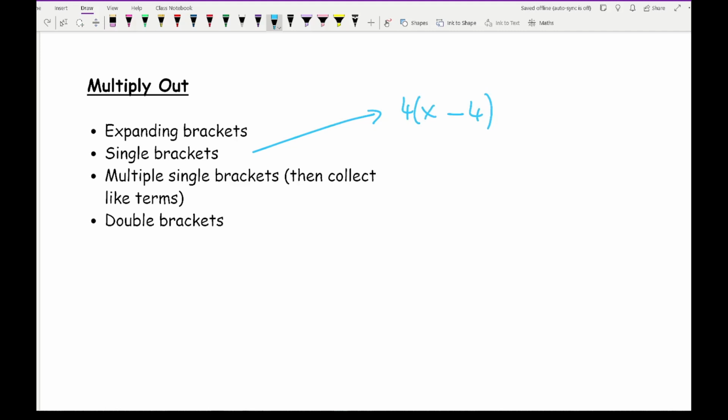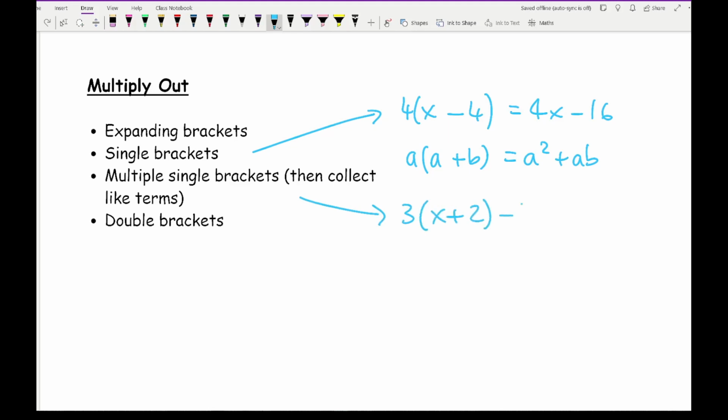And again, there are different variations of single brackets. You could have letters outside. So for example, you could have this, where that's going to be a squared plus ab. This is going to be 4x minus 16. You could also have multiple single brackets. So that's where we've got x plus 2 minus 3 times (2x minus 4). And again, just be extra mindful when you have negatives outside the brackets and also inside the brackets, and remember to use your knowledge of negative numbers when you're multiplying.